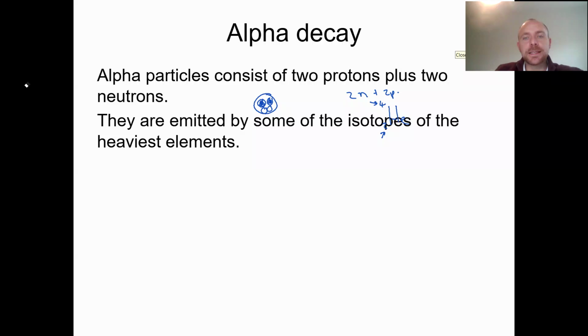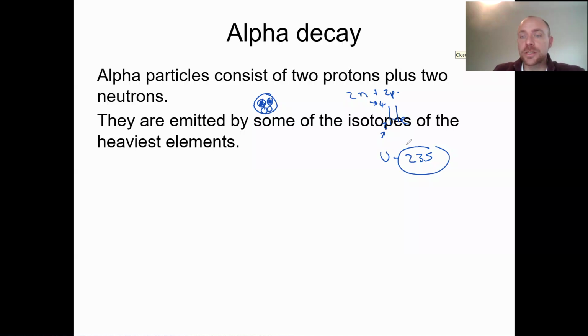They're generally emitted by isotopes which are very, very large, things like uranium. Yeah, uranium-235, a lot of people have heard of that. That is an isotope. It's a large isotope. It's got lots of protons, lots of neutrons. Effectively, it wants to get smaller. Okay, it's unstable. It's too big.